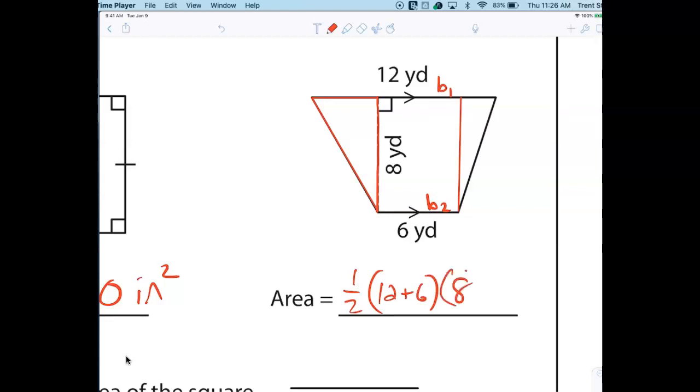8. There you go. On your calculator, well, you don't really need a calculator on that. 12 plus 6 is 18, half of 18 times 8 is 72. 72 what? Yards squared. When you're doing it in the calculator with a bigger number, you would have to put the parentheses, or just add first and then say times 1/2. Your calculator has parentheses. You do it however you want, as long as you got 72.